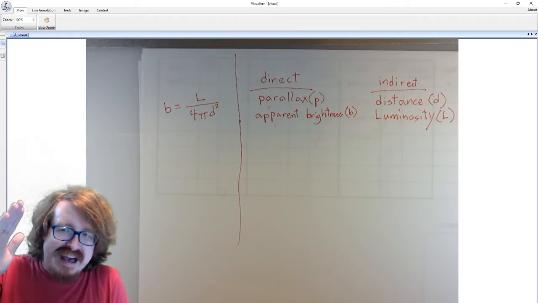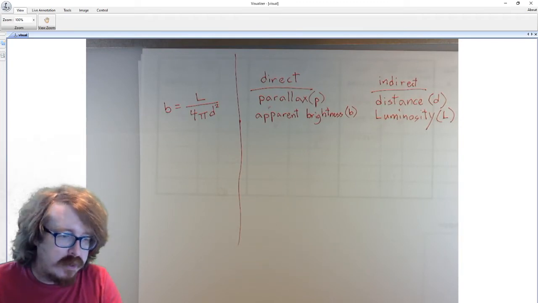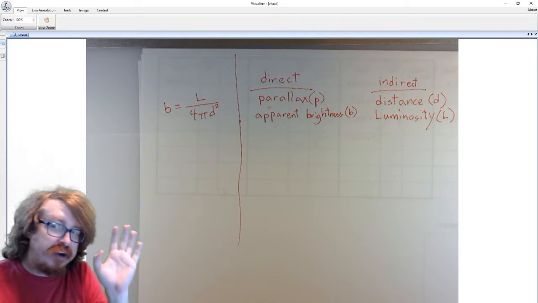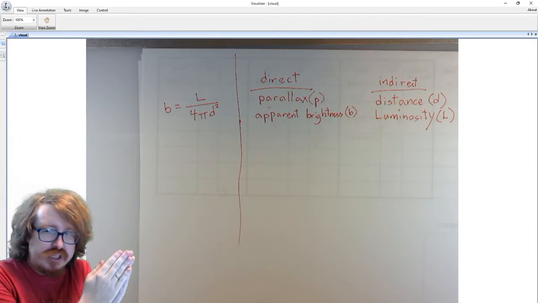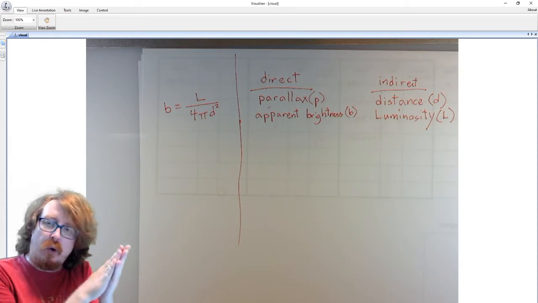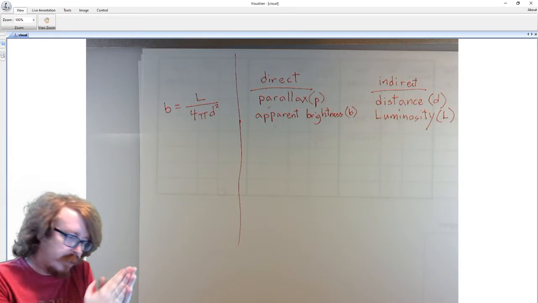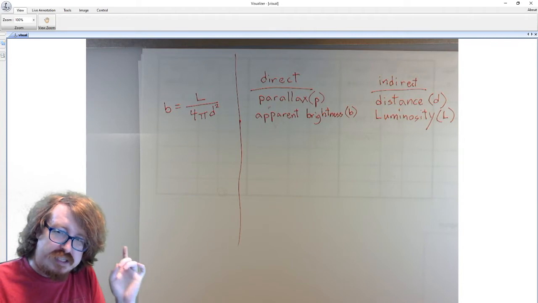B equals L over 4 pi d squared. Okay, let's see what this means. Don't freak out. You're not going to have to plug numbers into this equation. You're not going to have to do math like that on a test. You're not going to need a calculator. We just need to see what this equation says.